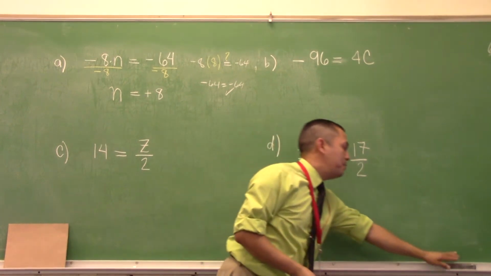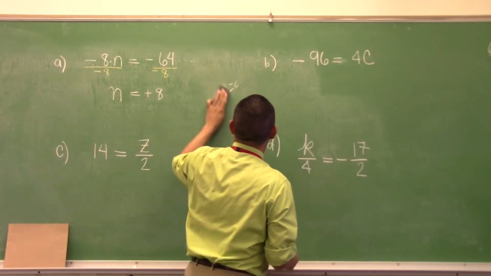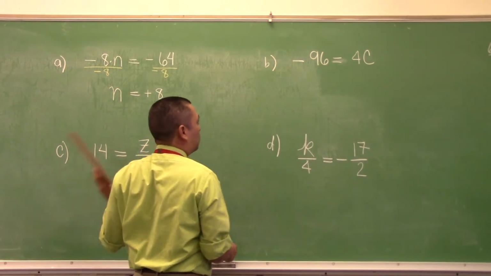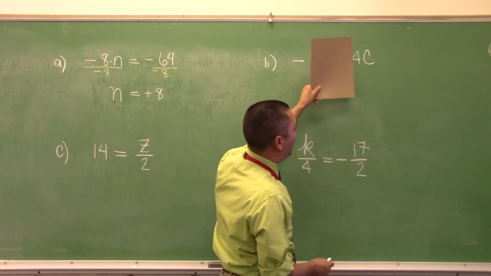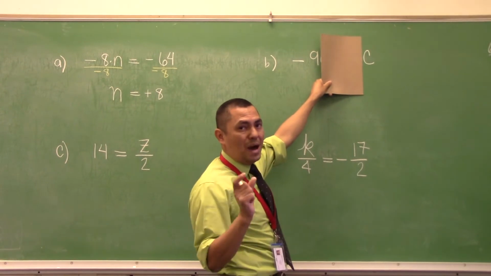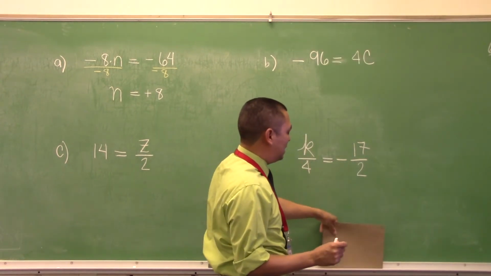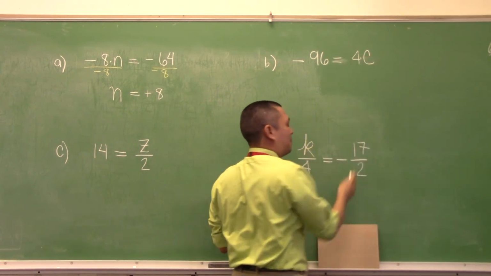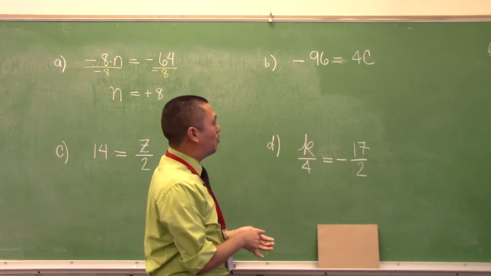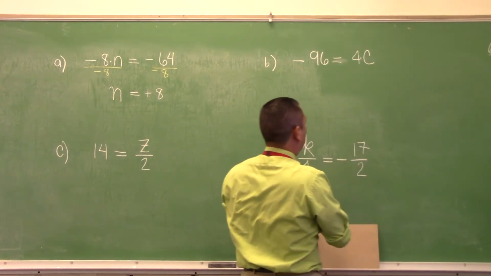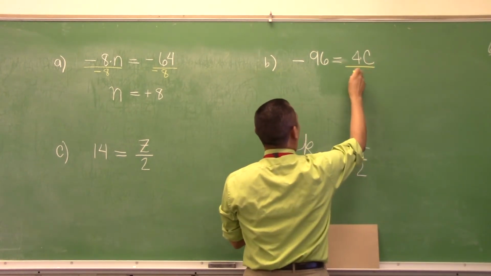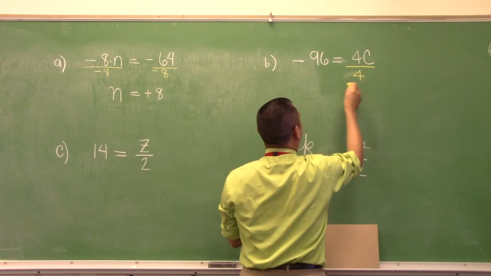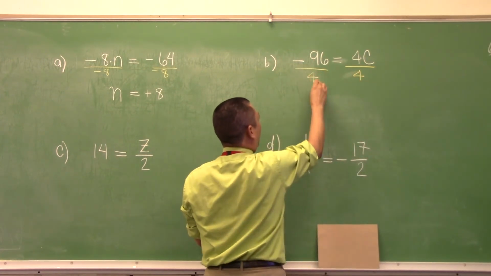So let's move to problem B. I have negative 96 equals 4c. Remember that what we need is the variable alone. We need to isolate the variable, in this case c. So 4 is multiplying. We need the opposite operation, so we are going to divide by positive 4. We're going to divide both sides by 4.